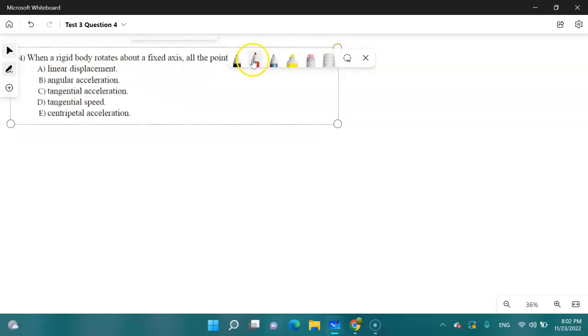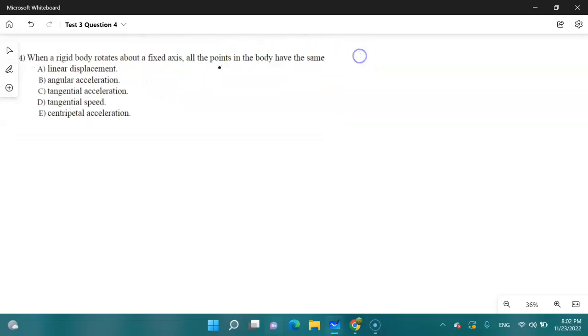So in this problem, we're being asked to consider when a rigid body is rotating about a fixed axis. And we're being asked, when is it that all points in the body have the same linear displacement, angular acceleration, tangential speed, or centripetal acceleration? So I'm going to write the things that I do know remain the same for all points. So we do know that the change in theta is the same throughout all points.